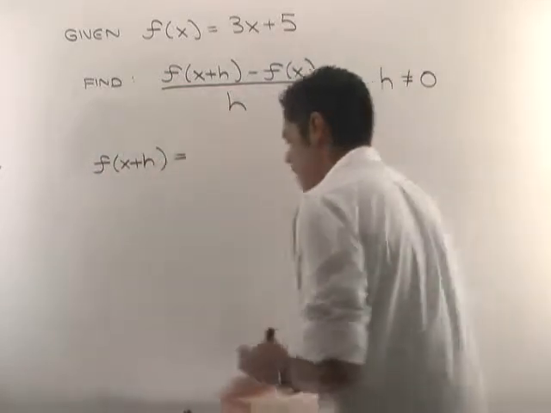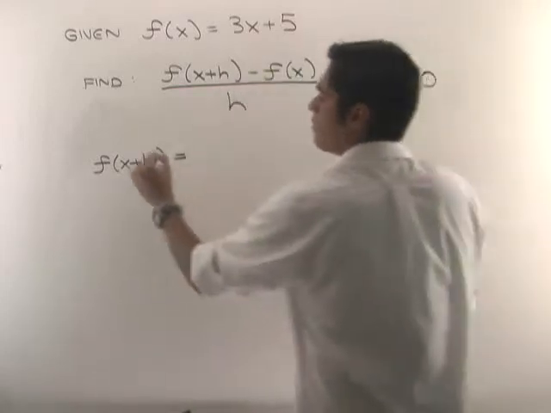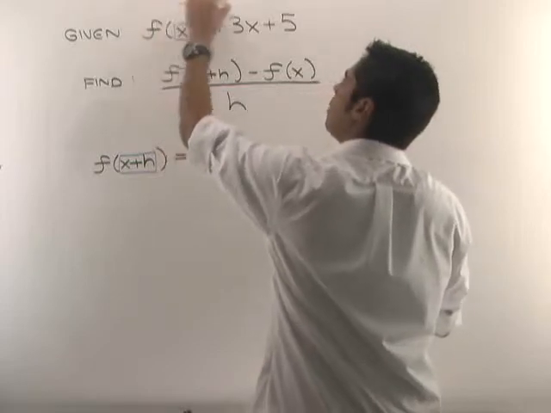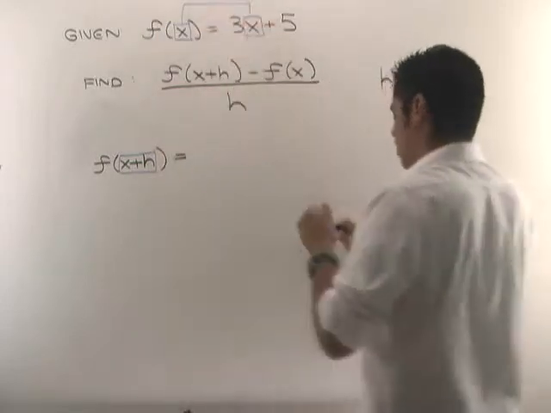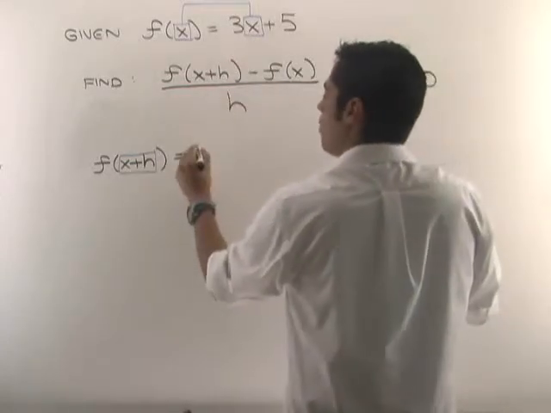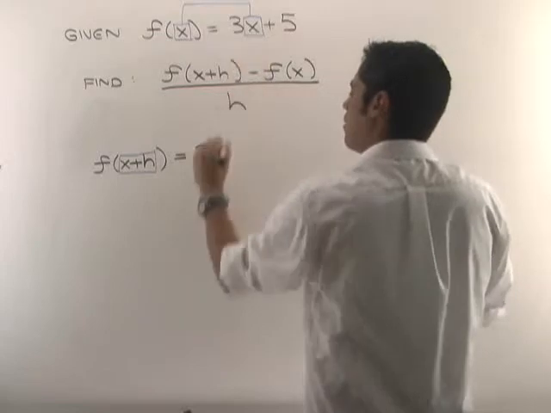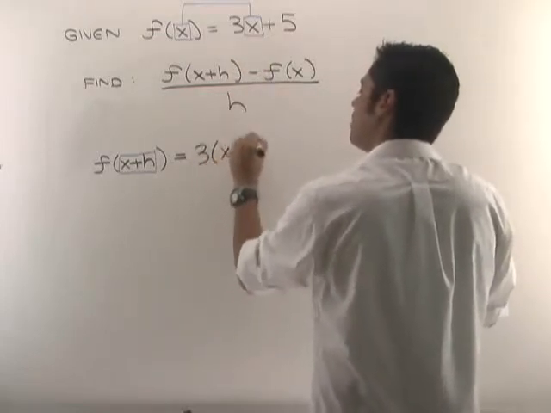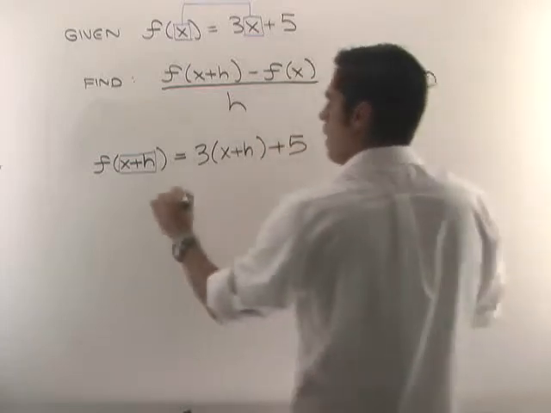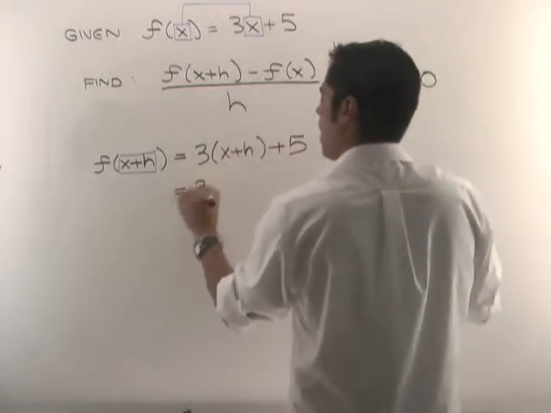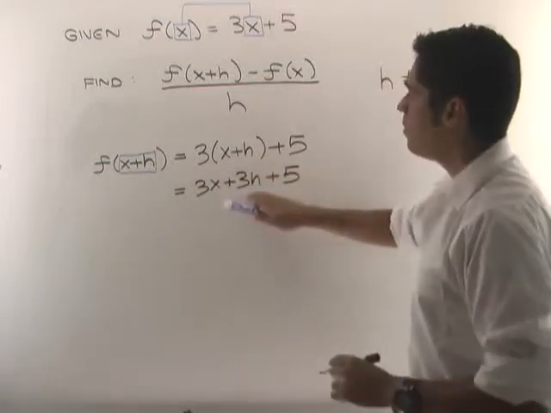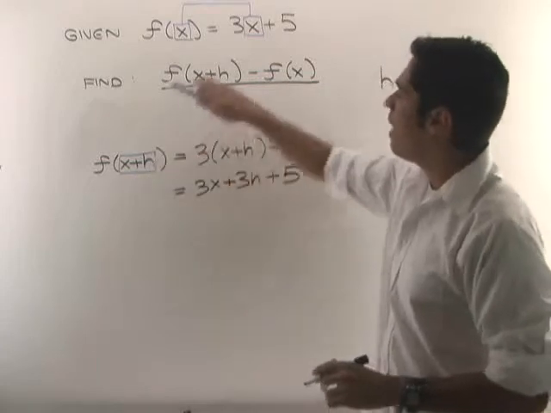So remember, what this means is that we're taking x plus h and we're plugging it into our function anywhere that we see an x. So where we see that x, we're going to replace it with x plus h. So it's 3 times, now that becomes x plus h. I need it in parentheses because the 3 is multiplying it. Then plus 5. Now I can distribute my 3 through: 3x plus 3h, then plus 5. So this represents f(x plus h). So we have that piece.